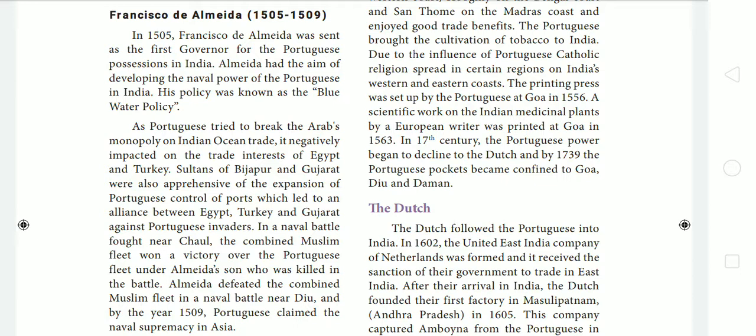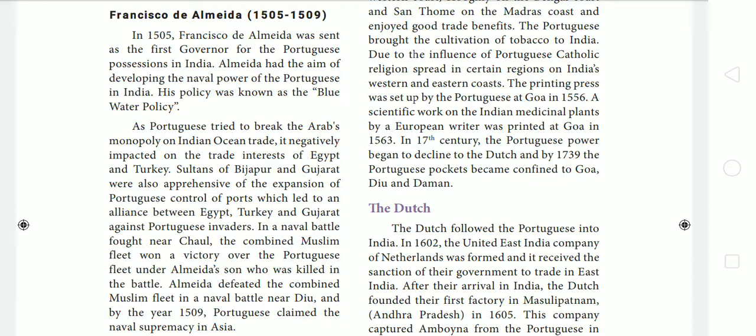So what did the Portuguese do? They expanded their control over the ports of India. This created worry for the Sultans of Bijapur and Gujarat. So what they did was form an alliance. That is an agreement, a group. They had an alliance between Egypt, Turkey and Gujarat against the Portuguese invaders.